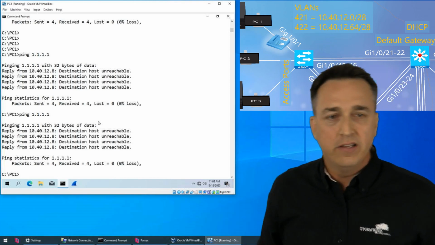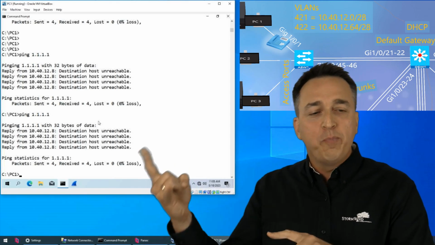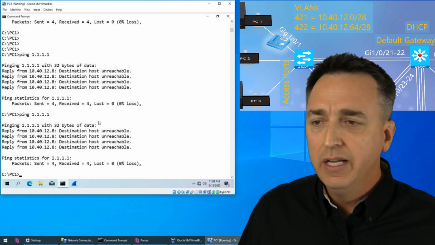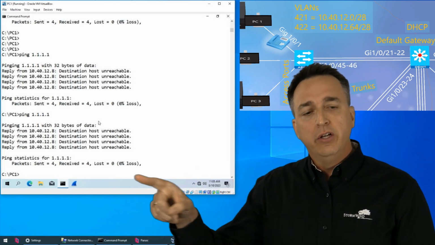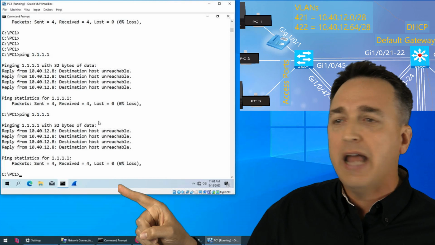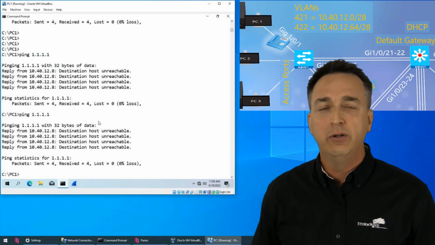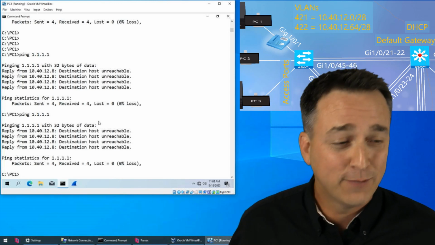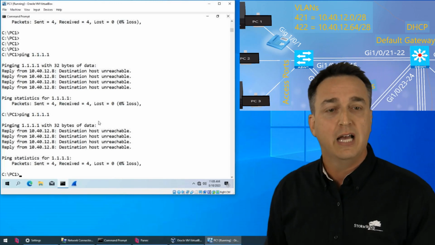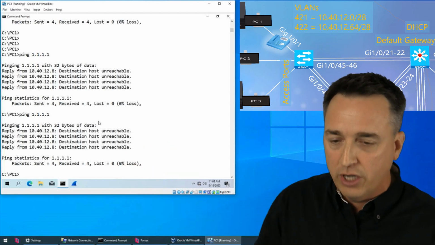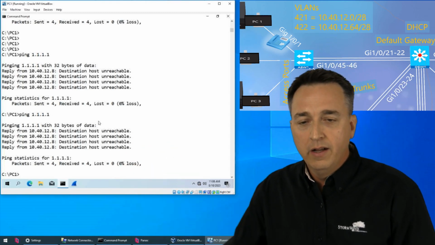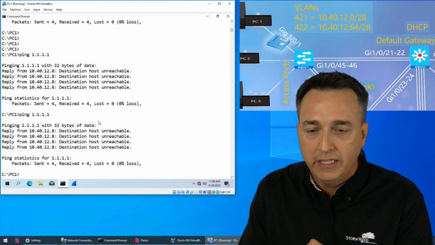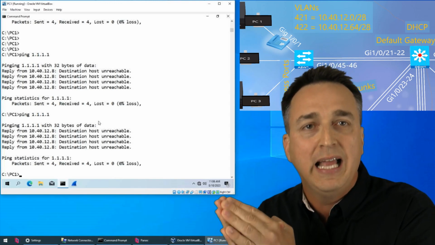Notice how it says we have 4 packets that were sent, 4 packets that were received, and 0% loss. You know, if you just looked at this right now, folks, you might conclude, based on 0% loss, that your ping was successful. But the ping was not successful. Why? Because it says destination host unreachable. However, take a look at the IP address, please. Take a look at the IP address.